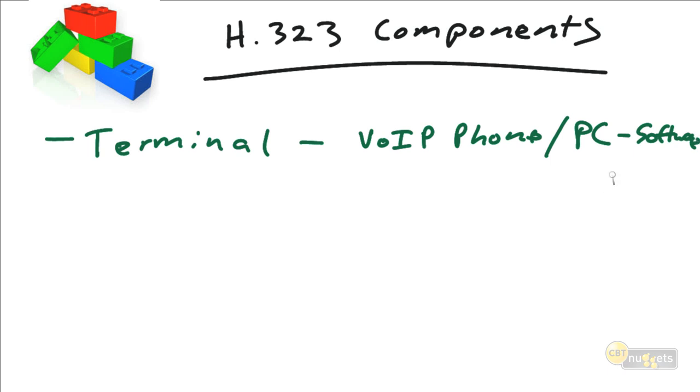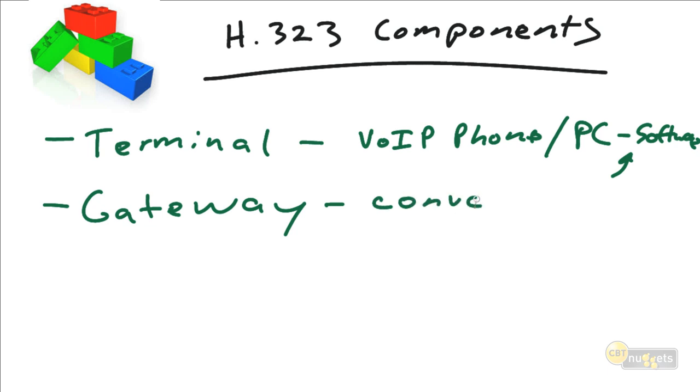Sure, we call this a soft phone when we have phone technology running right on the personal computer. So, the first ingredient, very important, a terminal, something that the individual can actually use to make a voice over IP call with. Another component they identified is a gateway. A gateway does all kinds of conversions for us, right?